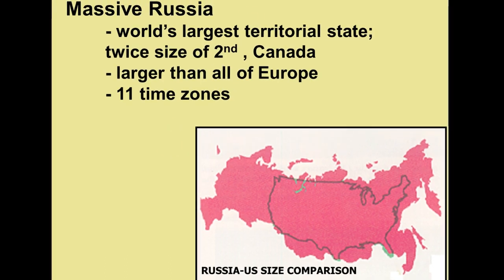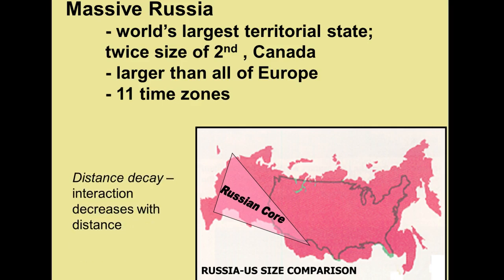Okay, Russia is absolutely massive. There's no question about it. The world's largest territorial state, twice the size of number 2, which is Canada, larger than all of Europe. It includes 11 time zones in contrast to the continental U.S., which has just 3 time zones. Is it 4? I guess it's 4 time zones. So to give you a size comparison on the map, again, indicating the location of the Russian core on the pink state.